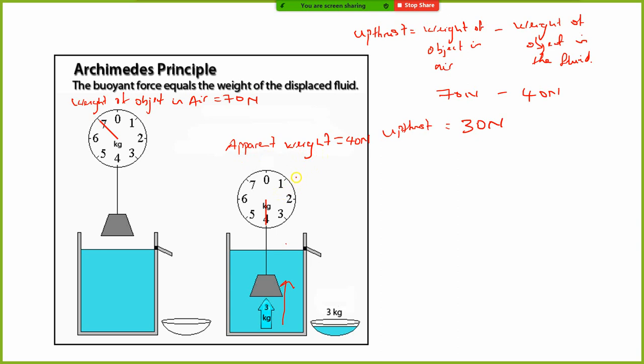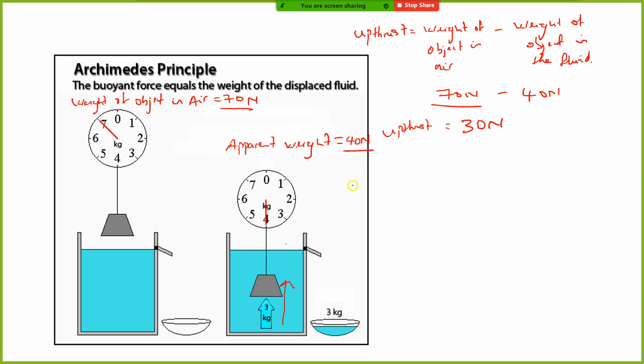And if we wanted to find the upthrust, because remember it's the upthrust that is pushing against the object, we would just say upthrust is equal to the weight of the object in air minus the weight of the object in the fluid. So the weight of the object in fluid is going to be 40 newtons, and by subtracting that 40 from the 70, you get 30.